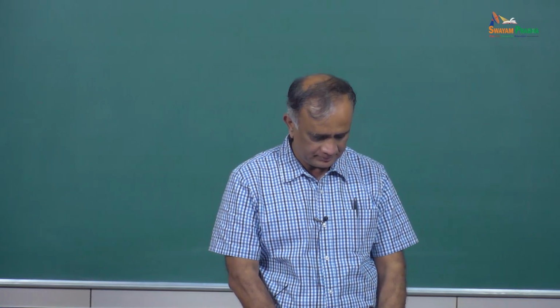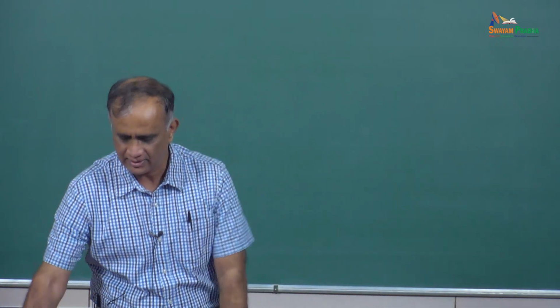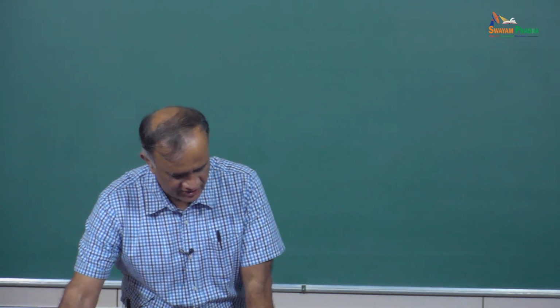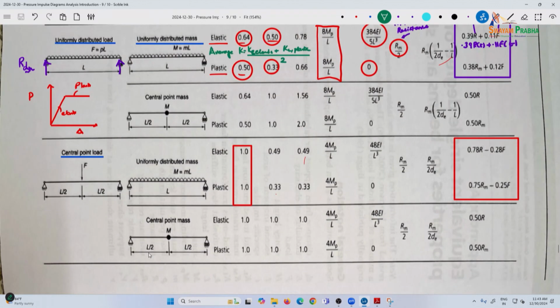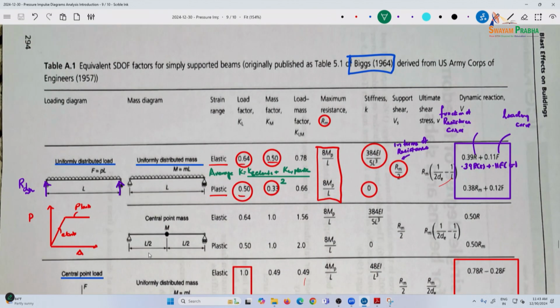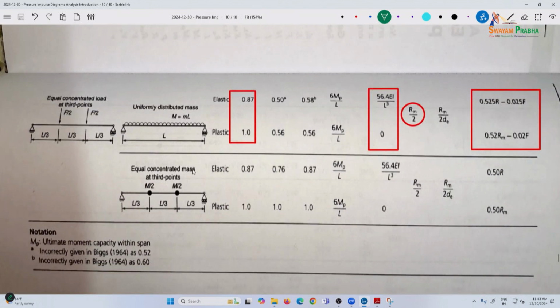Then the next concept. Any questions again? So they have small corrections here, incorrectly given in Biggs as a point. They have it somewhere here, A and B I saw. It's right here as 0.52 and 0.6. Anyway, it's not very different.